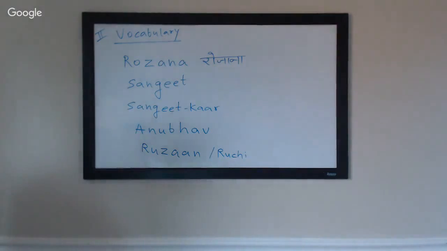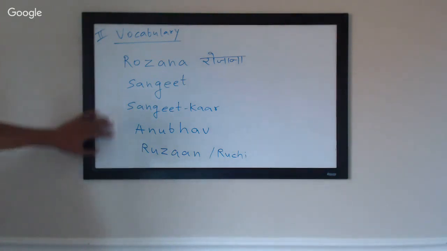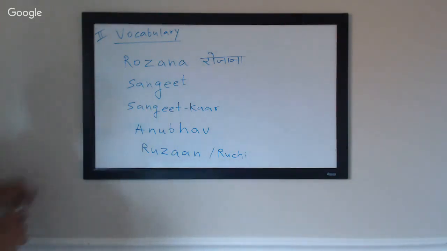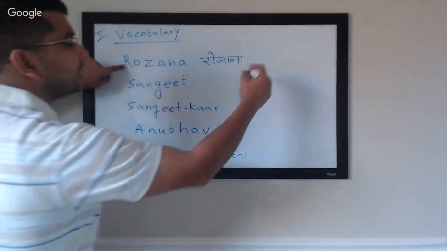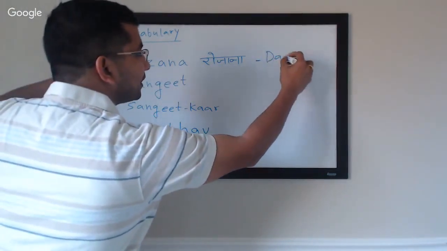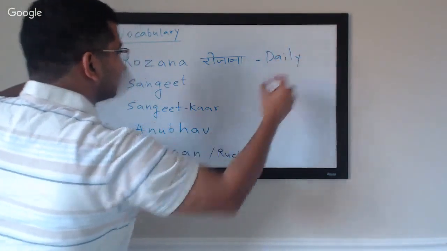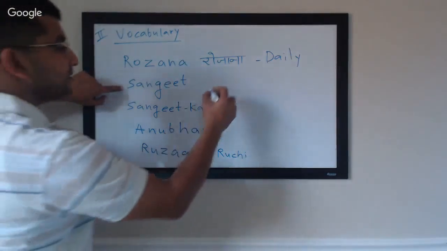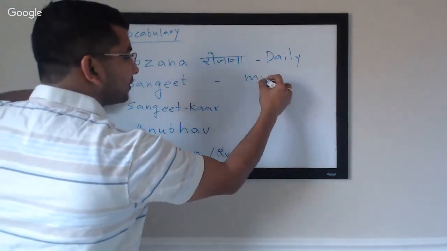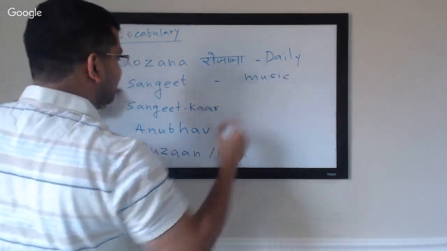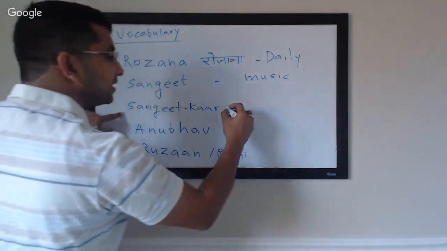Okay, and I'm going to write down the English equivalent to all these vocabulary words. So Rosanna is nothing but daily or every day. Okay, Sangeet is music. Sangeetkar, it's basically musician.